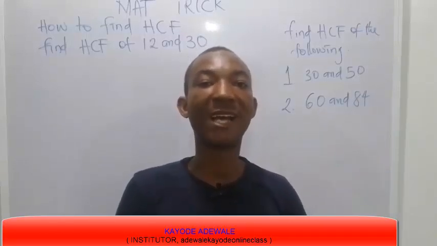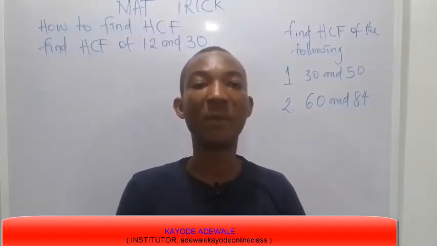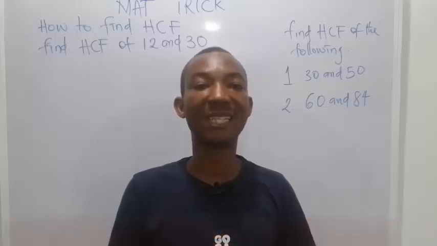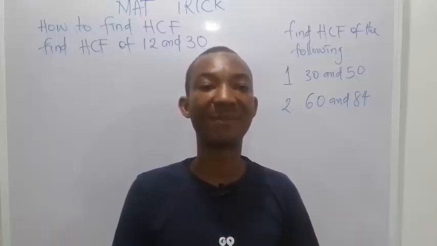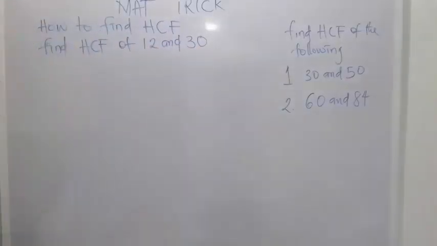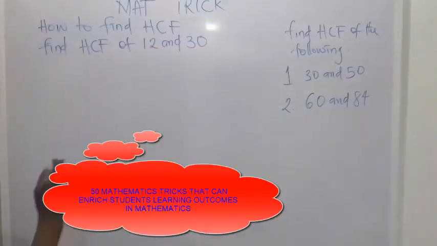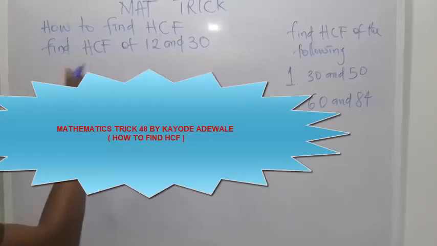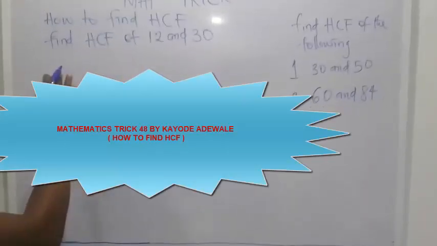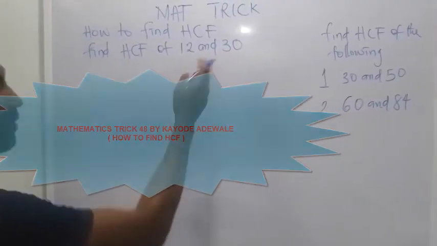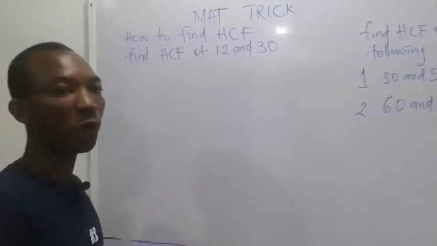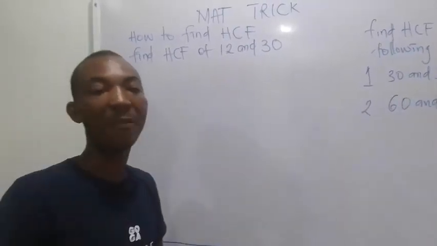You're welcome to Adewale Kayode online class, a page where you get 21st century content that can enrich your learning outcome in mathematics. Don't forget, we are still on our 50 mathematics trees, and this is about how to find HCF. If you are asked to find the HCF of 12 and 30, this trick is going to work for you, and we are going to make use of prime numbers.